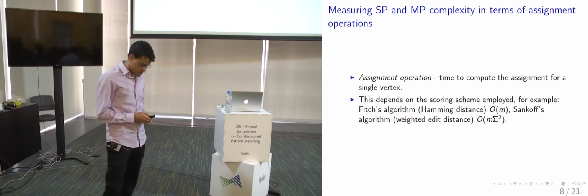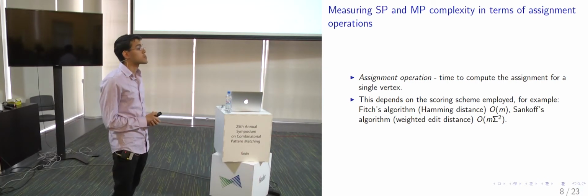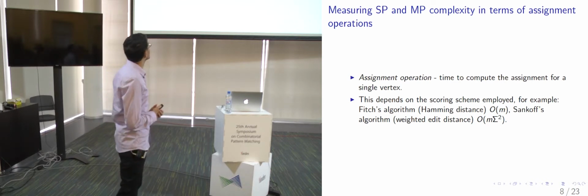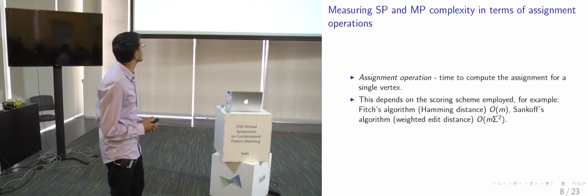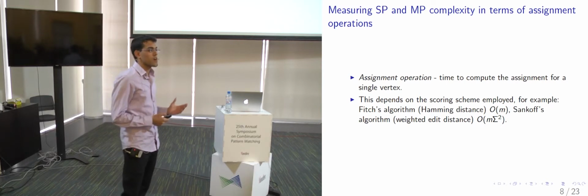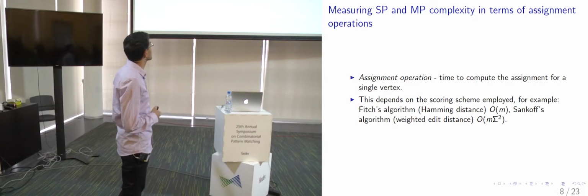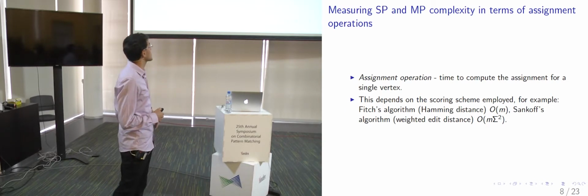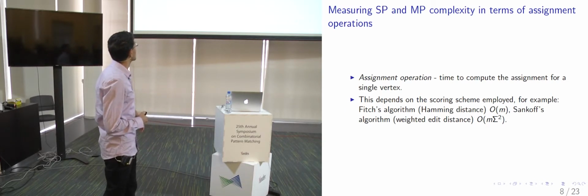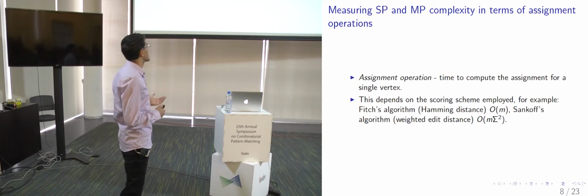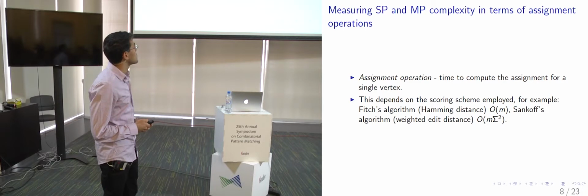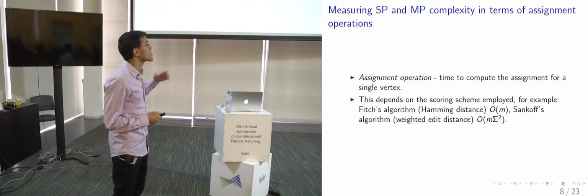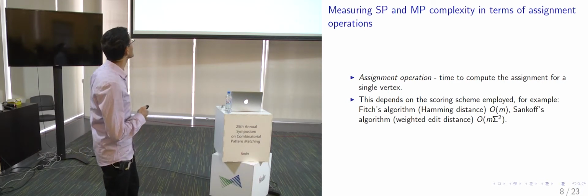In this work, we'll measure the algorithm in terms of assignment operations. An assignment operation is the time to compute the assignment for a single vertex in the topology, and this depends on the scoring we define. If we use Hamming distance scores, then we can use Fitch's algorithm, which gives us O(m) for finding the assignment for a single vertex. And using weighted edit distance, Sankoff's algorithm gives O(m·σ²). So in the running time complexity, we won't have this m factor, because it will be hidden in the assignment operation.